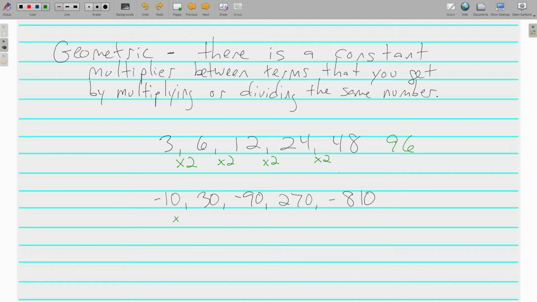Multiplying again by negative 3, which I have to put in parentheses. Negative 10 times negative 3 is positive 30. Positive 30 times negative 3 would be negative 90. It's always negative 3 that's making the negative sign change each time, because we're multiplying by a negative. This is a geometric sequence: a constant multiplier between terms that you get by multiplying or dividing the same number.